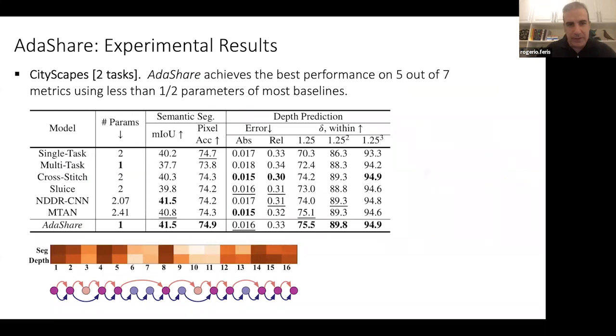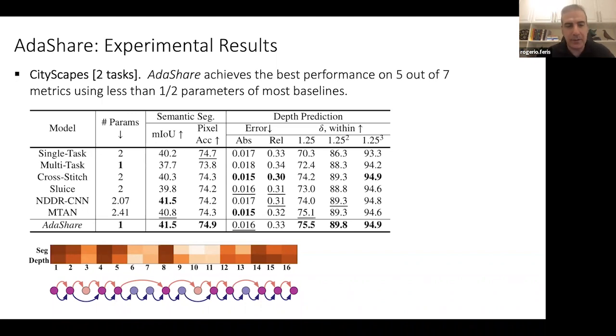So let me go over some of the experimental results. We started with the Cityscapes dataset, which contains two tasks, semantic segmentation and depth prediction. And we consider different baselines. We have a single task baseline where we train an independent separate backbone for each task. Then we have the multitask baseline, which consists of all sharing. It's basically the hard parameter sharing that I mentioned, where all layers are shared across all tasks, except for the end where we have specific task heads.